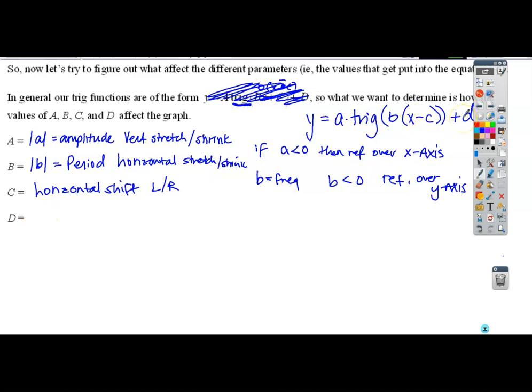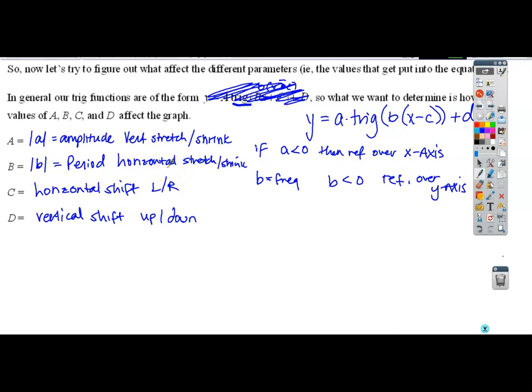And then D shifts me up and down. So vertical shift. This one's straightforward because it is a plus. So if it's a positive number, you went up that much. If it's negative, you go down. Okay. So these are the general effects that can happen on a graph.